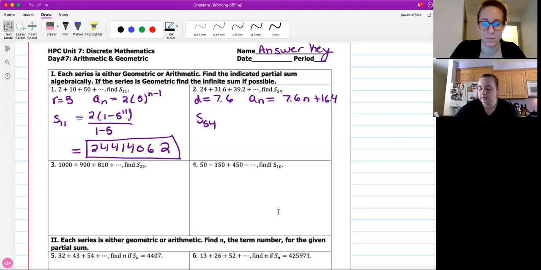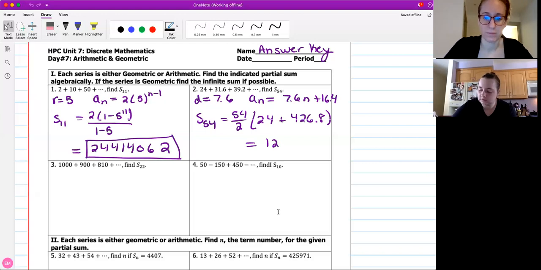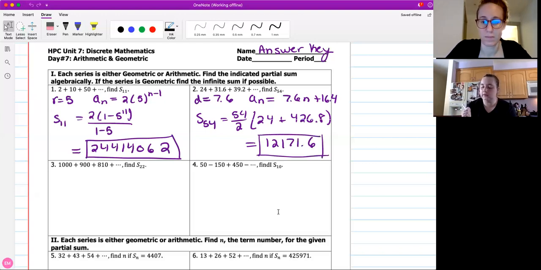So we take the term number, 54 divided by 2, and then you take 24, the first term, plus a k, which is the nth term. So this one is 426.8, and this is equal to 12171.6. Just like that. So it's a lot of just plugging in stuff and then solving.